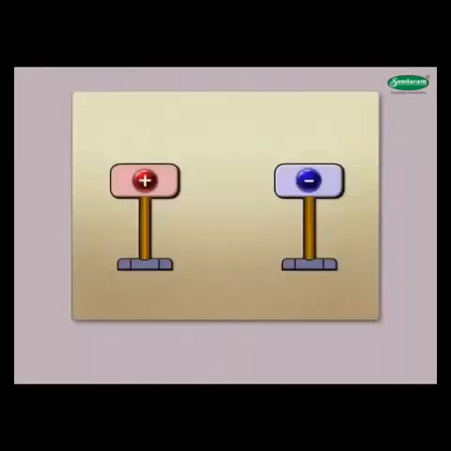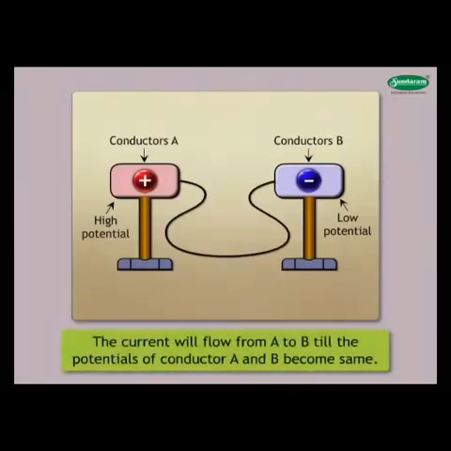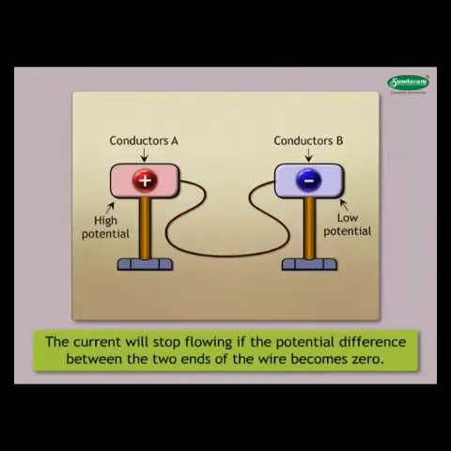There are 2 conductors A and B. A is at high potential, denoted by a plus sign, and B is at low potential, denoted by a minus sign. If they are joined with a wire, the current will flow from conductor A to B. The current will flow from A to B till the potentials of conductors A and B become the same. The current will stop flowing if the potential difference between the 2 ends of the wire becomes 0.